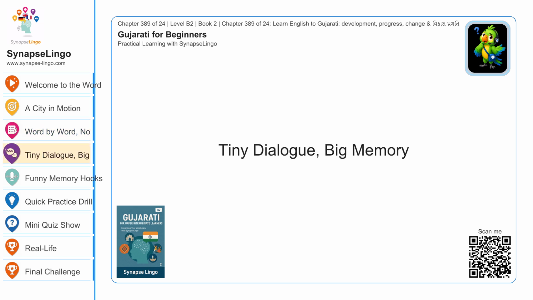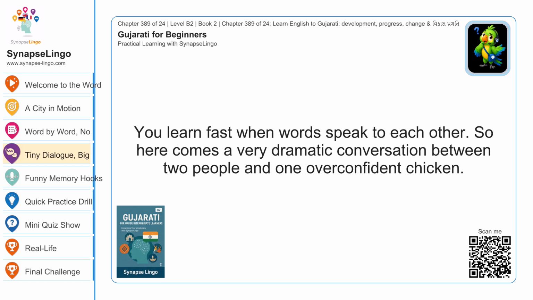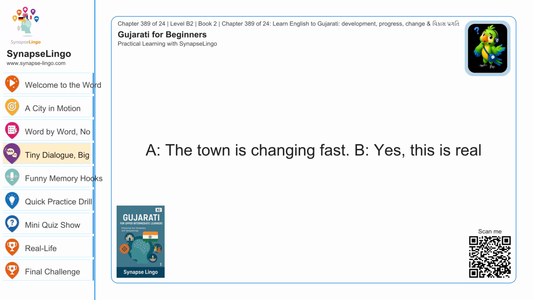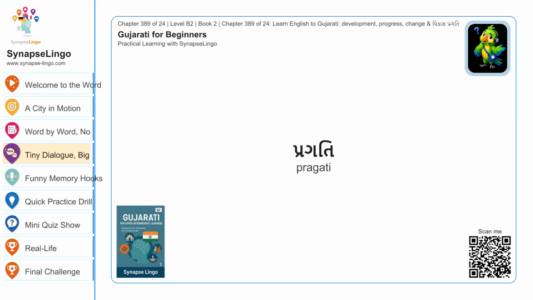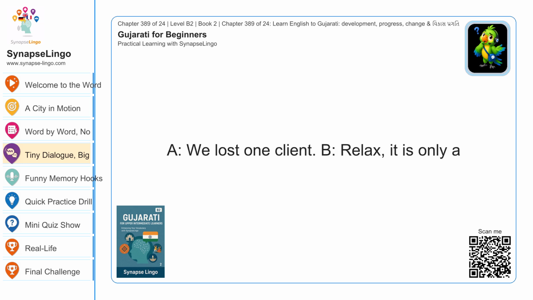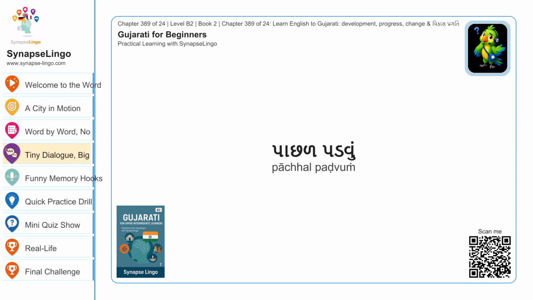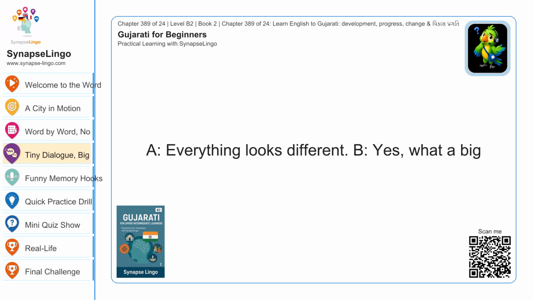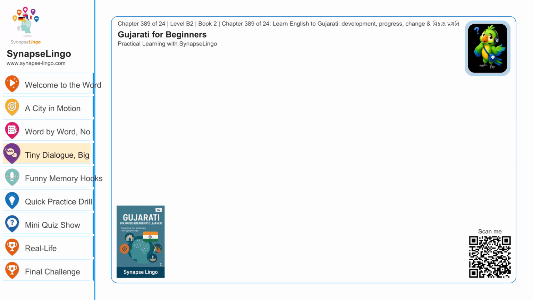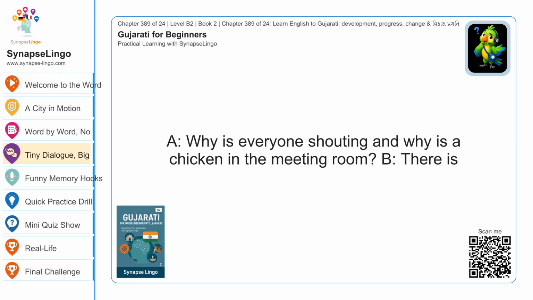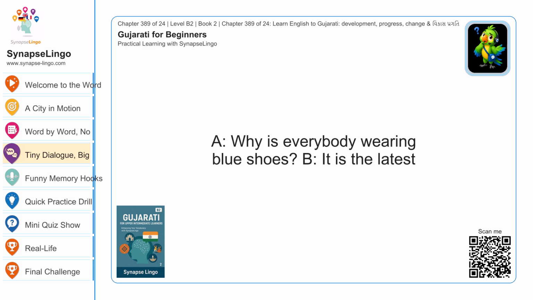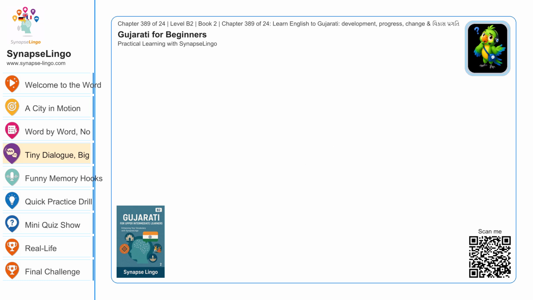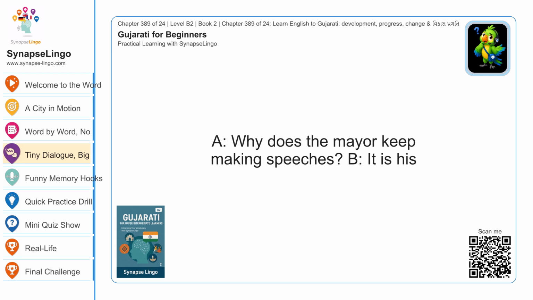Tiny dialogue, big memory. You learn fast when words speak to each other. So here comes a very dramatic conversation between 2 people and one overconfident chicken. A: The town is changing fast. B: Yes, this is real વિકાસ. A: Are we improving? B: Yes, I see પ્રગતિ every week. A: We lost one client. B: Relax, it is only a પાછળ પડવું. A: Everything looks different. B: Yes, what a big ફેરફાર. A: Why is everyone shouting and why is a chicken in the meeting room? B: There is ઉથલપાથલ in the city. A: Why is everybody wearing blue shoes? B: It is the latest પ્રવૃત્તિ. A: Why does the mayor keep making speeches? B: It is his વૃત્તિ.